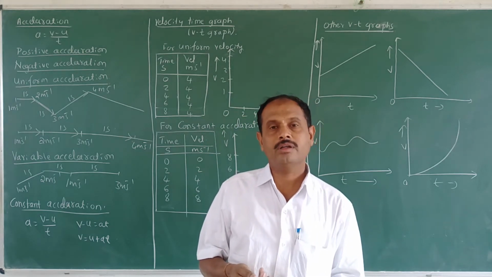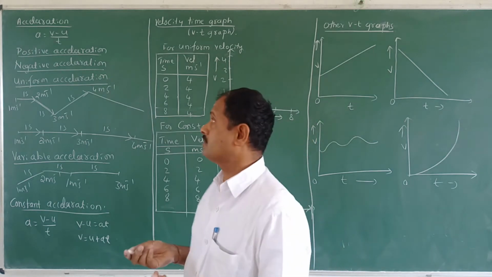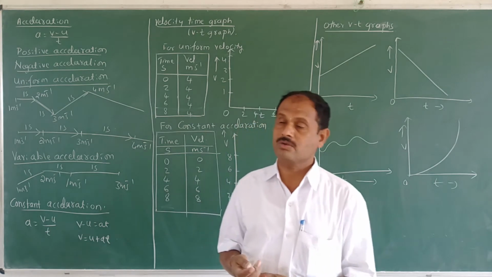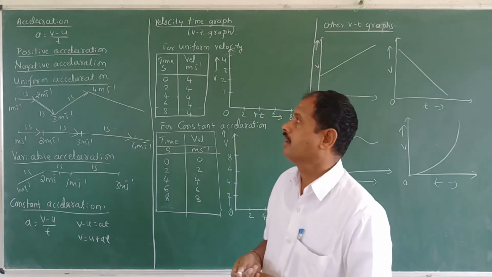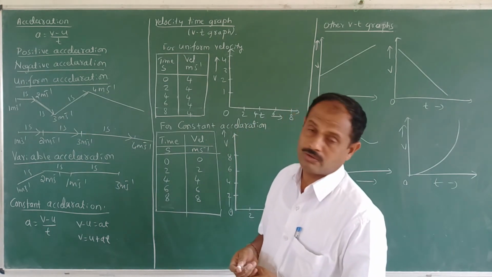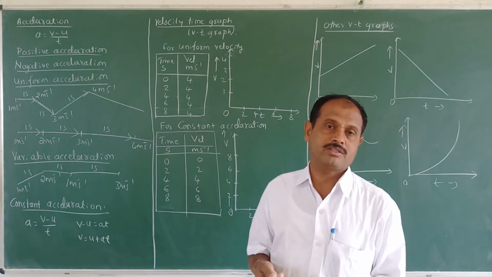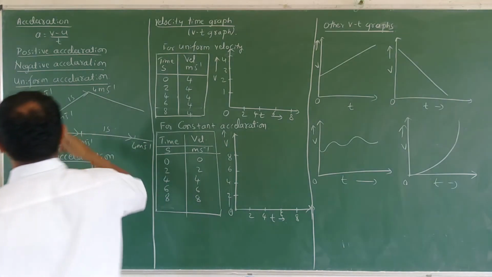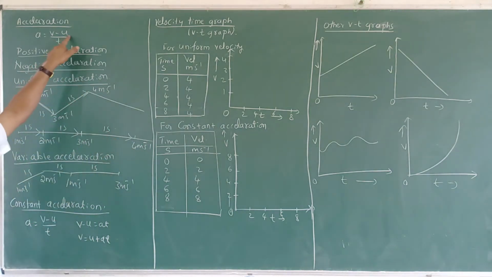Acceleration is also defined as the rate of change of velocity of the particle. Acceleration is equal to the change in velocity divided by time. Here, u is the initial velocity, v is the final velocity, and t is the time. The change in velocity divided by time is the acceleration.